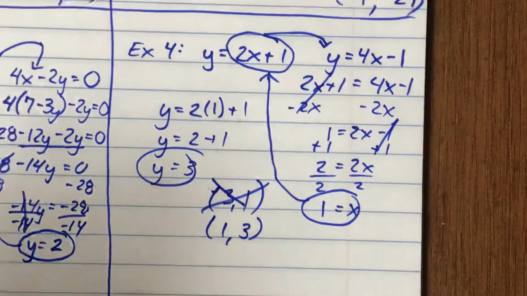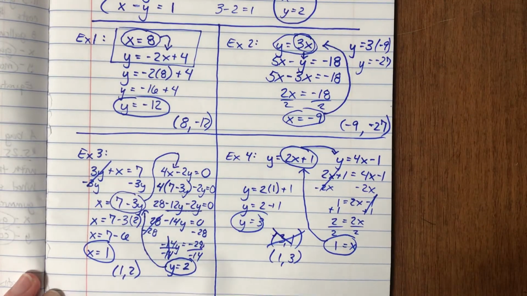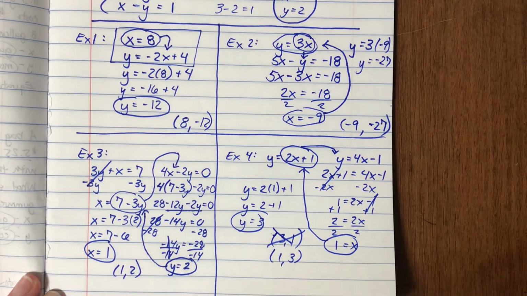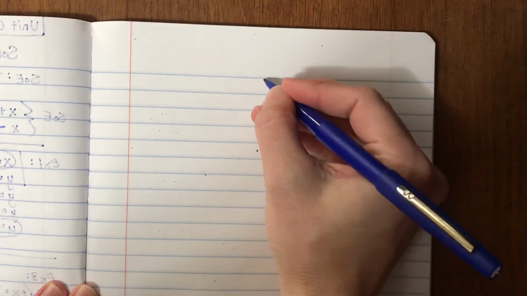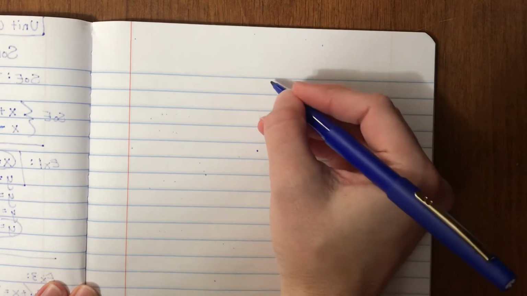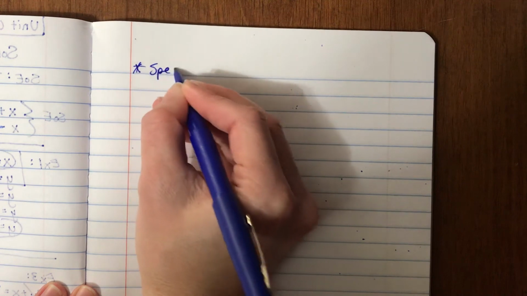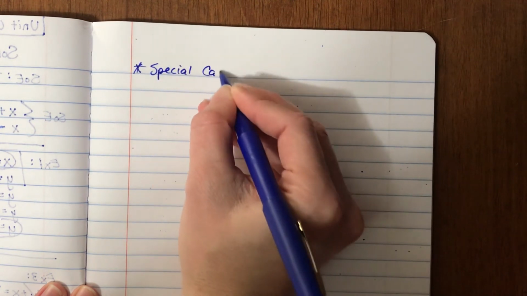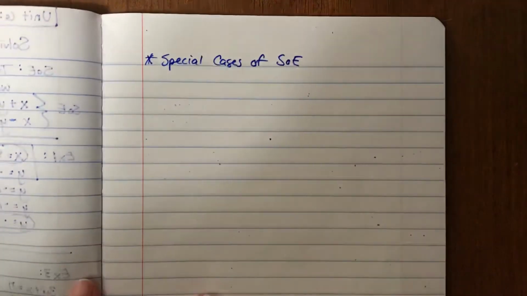All right, and so those are your 4 examples of how to solve a system of equations with substitution. If you'll flip over to the back of that page, my ink is going to come through, so I'm going to go actually over to it. But if you'll just put these on the back of this page, let's look at some special cases. So I'm just going to make a note that these are special cases of systems of equations.